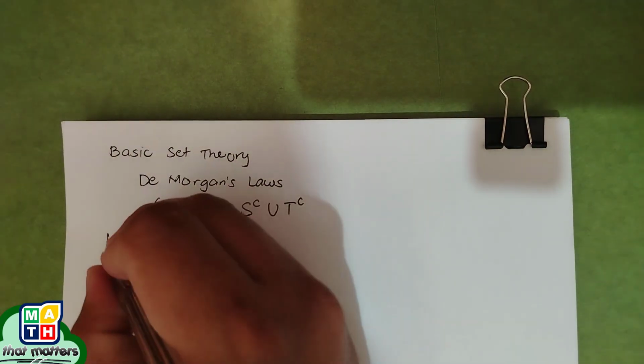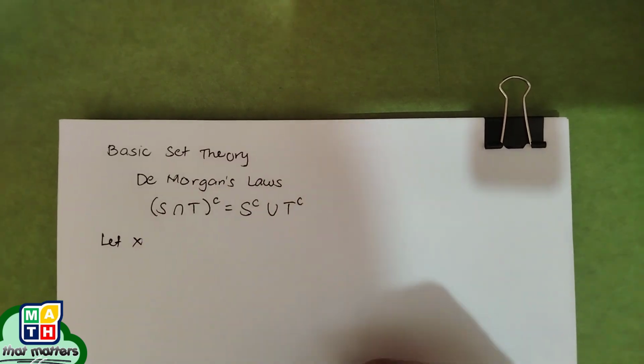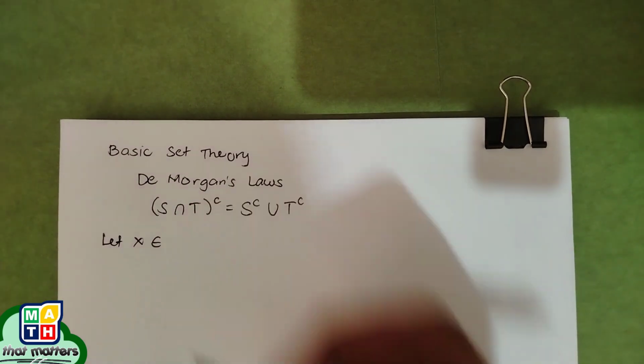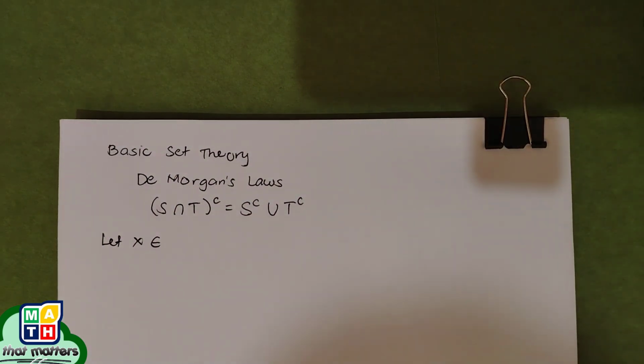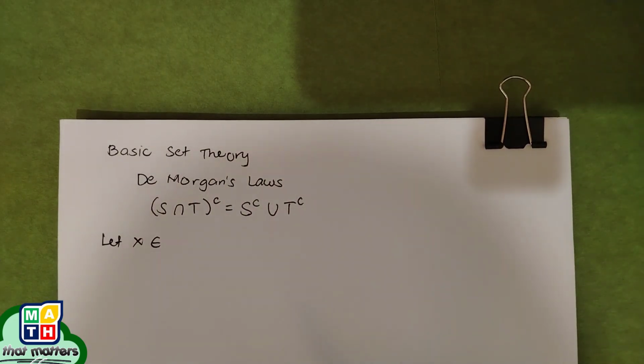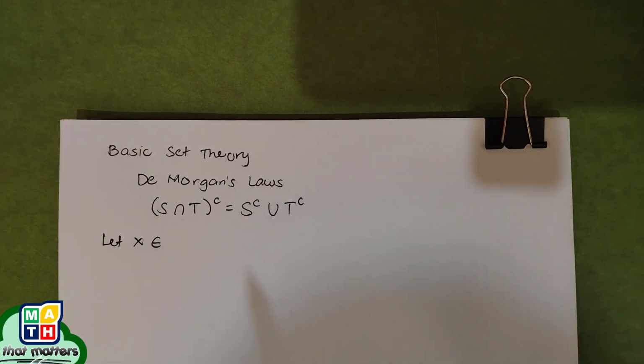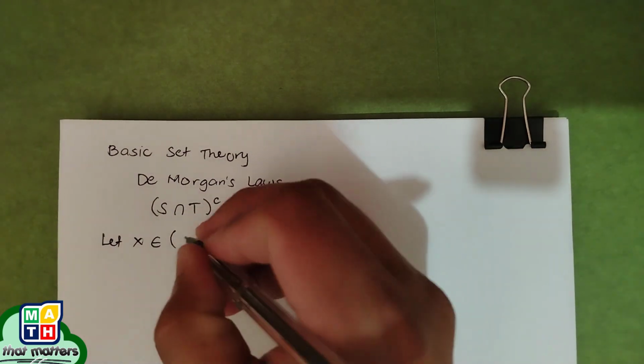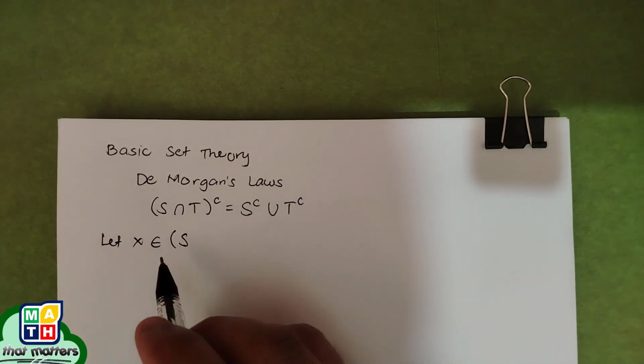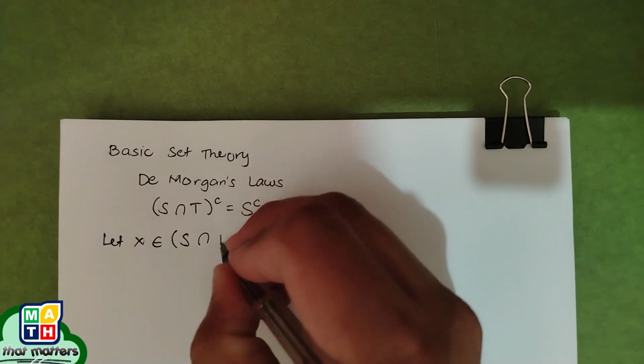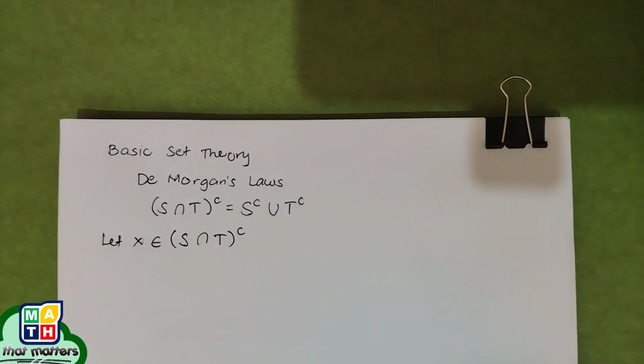Now let us assume a certain element x, which is an element of our left-hand side, and we need to show that if it's an element of the left-hand side, it's also an element of the right-hand side. And since x is arbitrary, any element that can be represented by x could also be true for all. So let us assume that x is an element of the complement of the intersection.